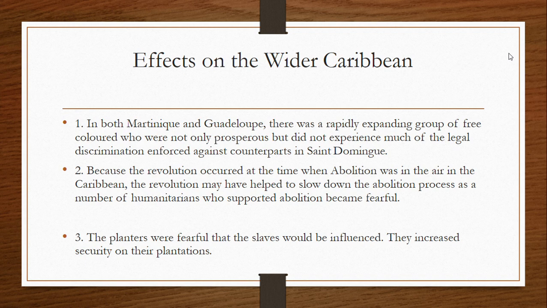Our third point is that planters were fearful that slaves would be influenced. They increased security on the plantations. Planters were worried that their slaves were going to hear of the fact that slaves fought against the masters in Haiti and they won, and Haiti is now free, independent, and emancipation has come, and those slaves were living freely, and they were going to be inspired that if Haiti could do it, we can do it too. And as a result, they asked for more troops to come and to fortify, to quench any revolt that would come up.